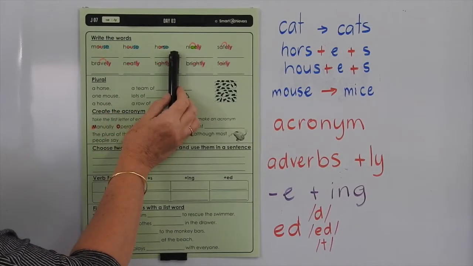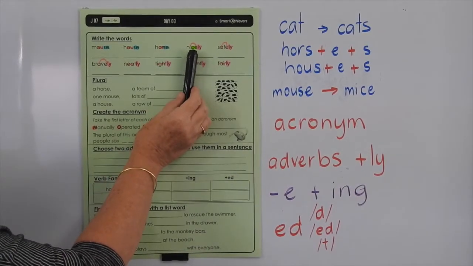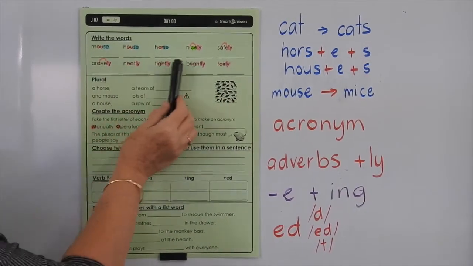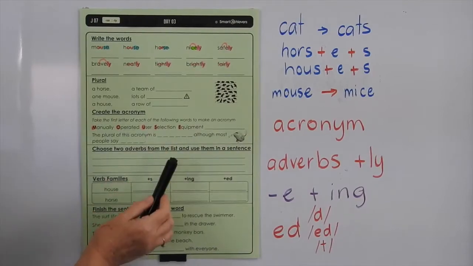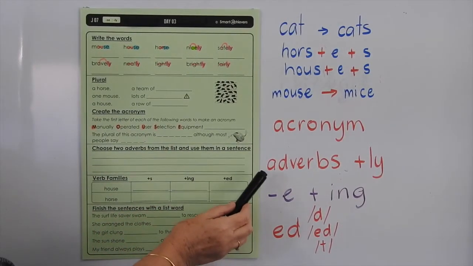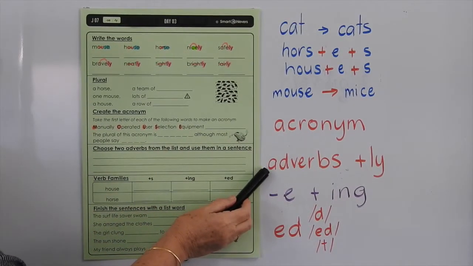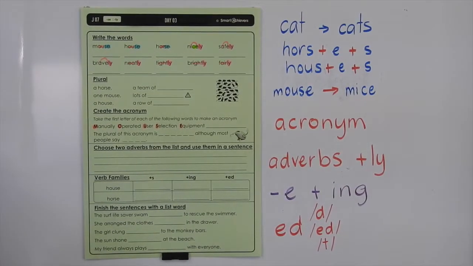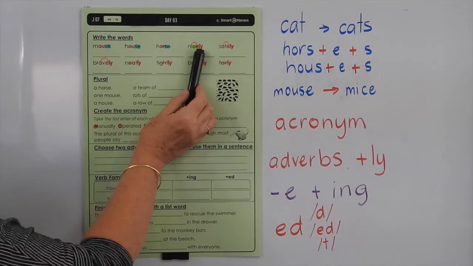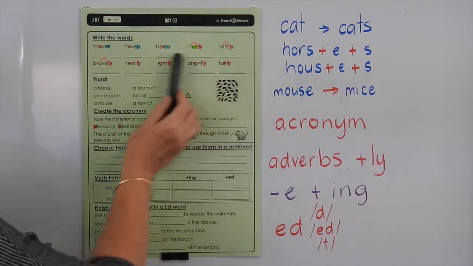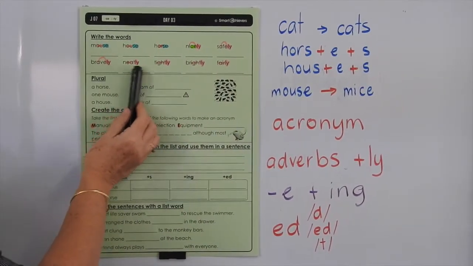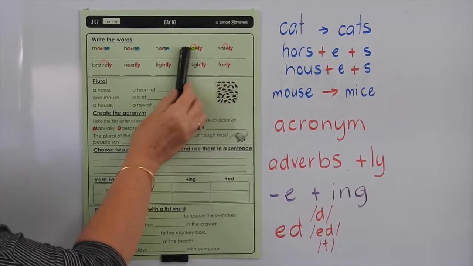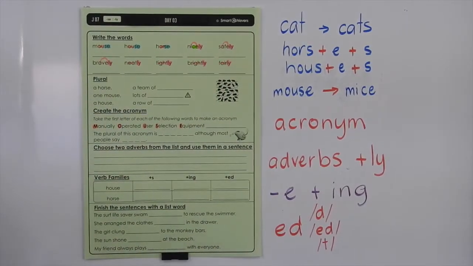Now let's go back up here and have a look at these other words. All of these other words that we have all end in ly, and generally when a word ends in ly, it forms an adverb. Not all the time, but most of the time it forms an adverb. So nicely, you could do something nicely, safely, bravely, neatly, tightly, brightly and fairly. They'd all need to be used with a verb.